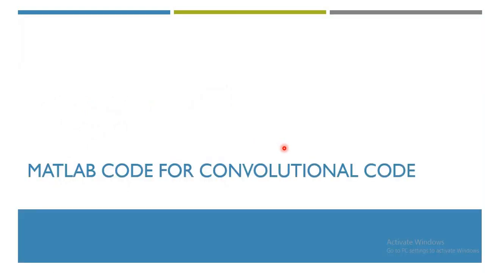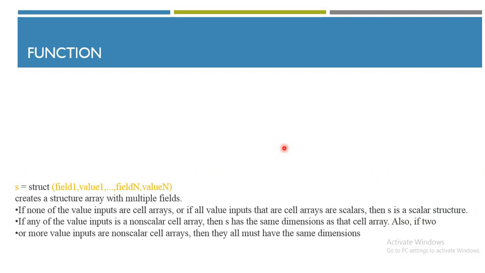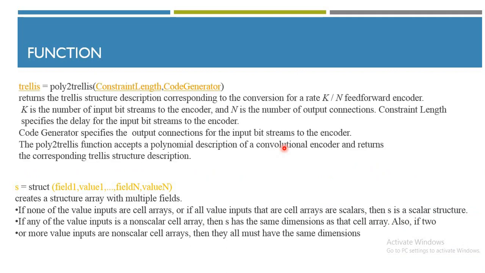Now the MATLAB code for a convolution code. For convolution code we are using some functions. The first function which we are using is poly2trellis. This is a function which is used to convert your given value into a trellis diagram. It is represented by the constraint length and a code generator. The constraint length is the length of the input, and the code generator defines the respective code encoder values which are given to us. One thing is very important: in case of a convolution code, this code generator value should be in octal format. Therefore we are converting the given value into the octal representation.